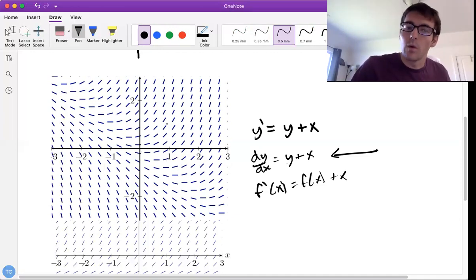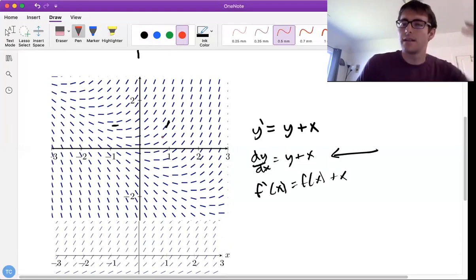If we look at the point (1, 1), it's not quite drawn here, but that should have a slope of 2. If we looked at a point (-1, 1), that's about here. That's going to have a slope of 0. And you could test more points and get an idea that the way to come up with this is, for every point that we're drawing, figure out what y plus x is and draw a little line segment of that slope.